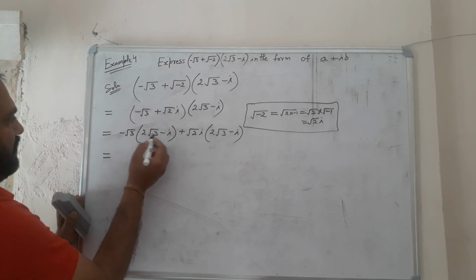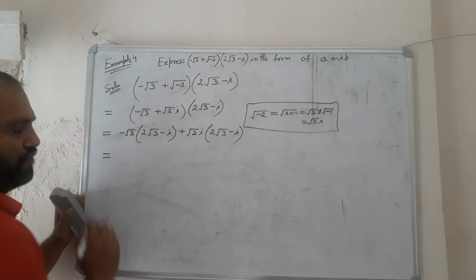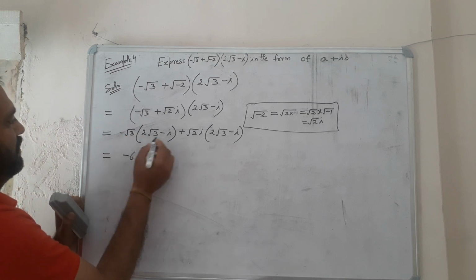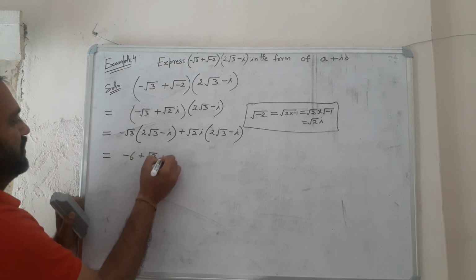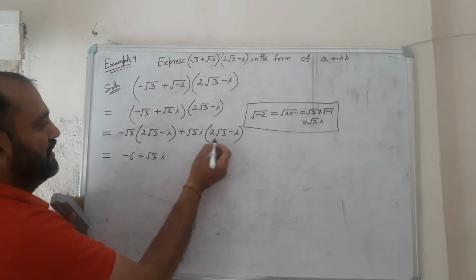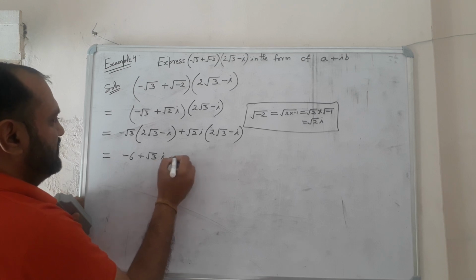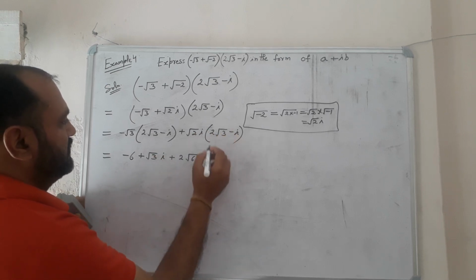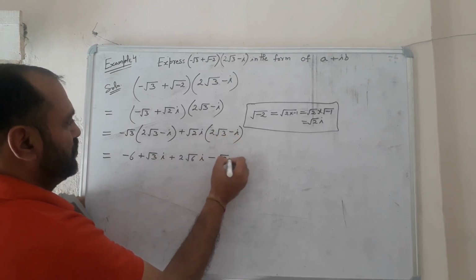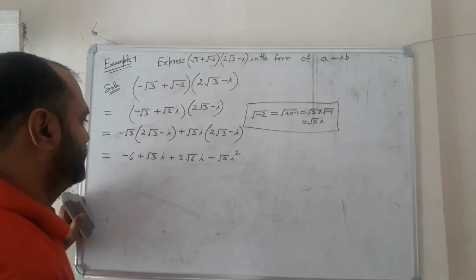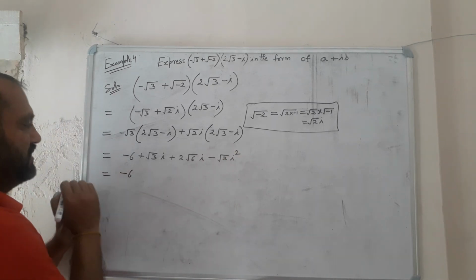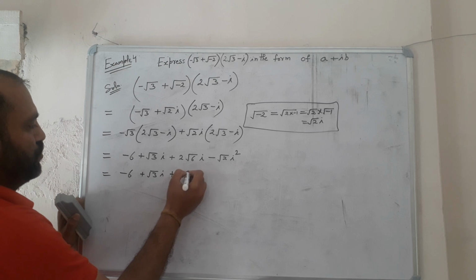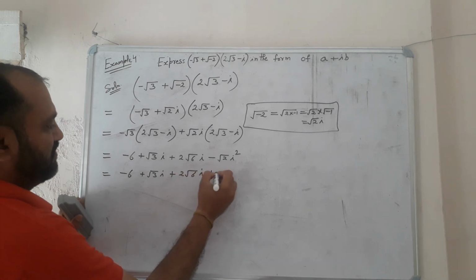Next step is, when you multiply these two, we get root 3 into root 3, it is 3, 3 into 2 is 6. It is minus 6 plus root 3 iota. And when you multiply this, we get plus 2 root 6 iota. And this becomes minus root 2 iota square. Now this is minus 6, this is root 3 iota, this is 2 root 6 iota, and this becomes plus root 2, right?